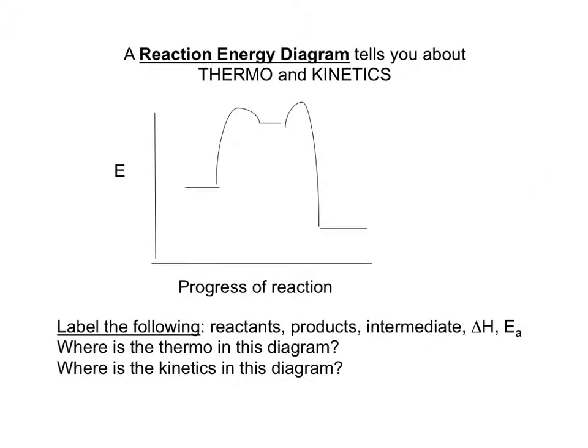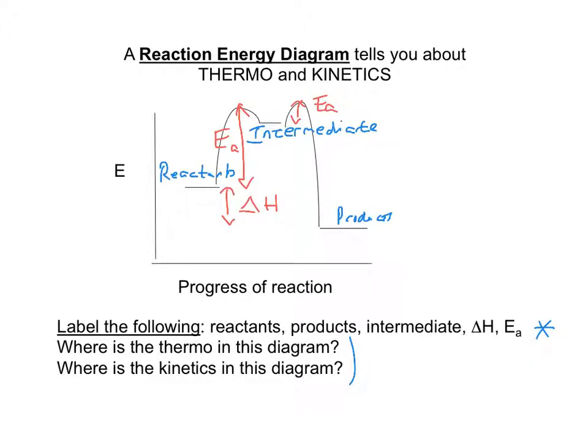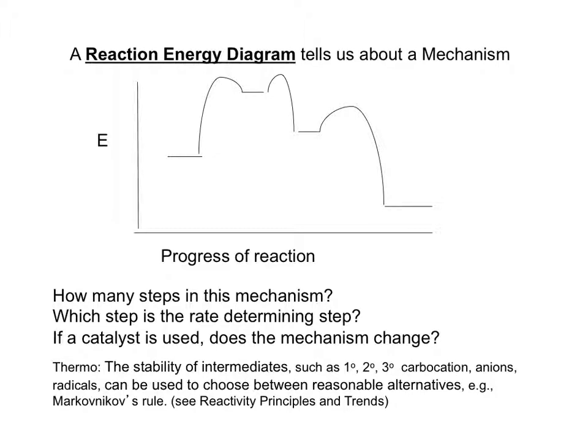This is a reaction energy diagram. Stop the video, label the following in the diagram, and then answer these two questions. The answers are: thermo represents the reactants and products only, so delta H represents the thermodynamics. Kinetics represents everything which goes on in between the reactants and products. So we can look at the activation energy and intermediates. A reaction energy diagram tells us about a mechanism.